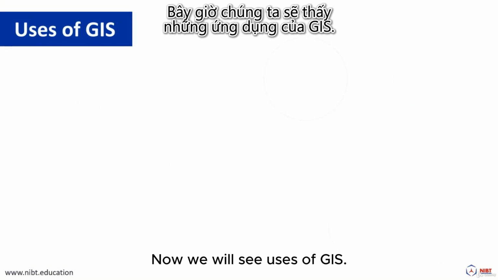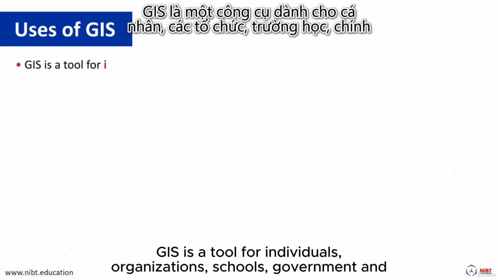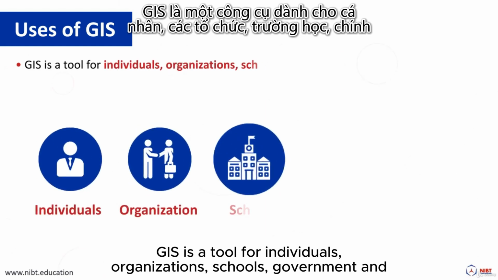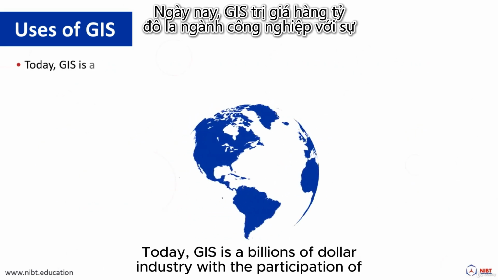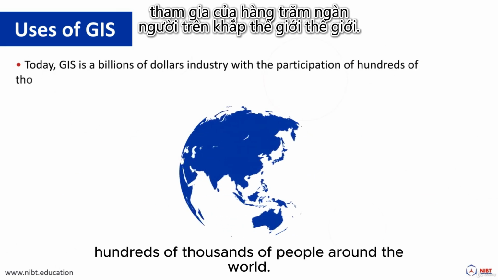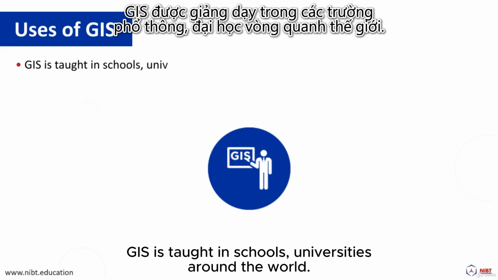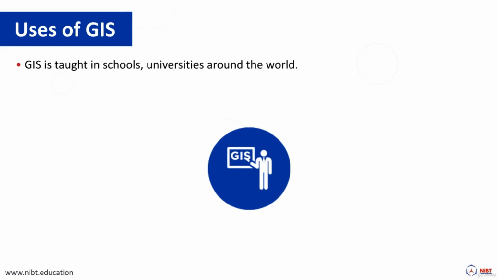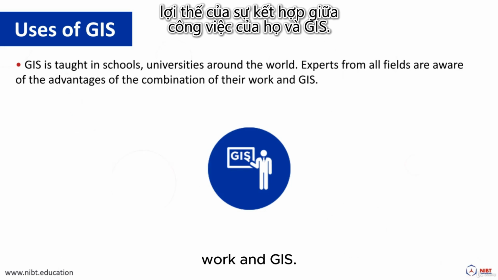Now we will see uses of GIS. GIS is a tool for individuals, organizations, schools, government and businesses to use new methods solving the problems. Today, GIS is a billions of dollar industry with the participation of hundreds of thousands of people around the world. GIS is taught in schools, universities around the world. Experts from all fields are aware of the advantages of the combination of their work and GIS.